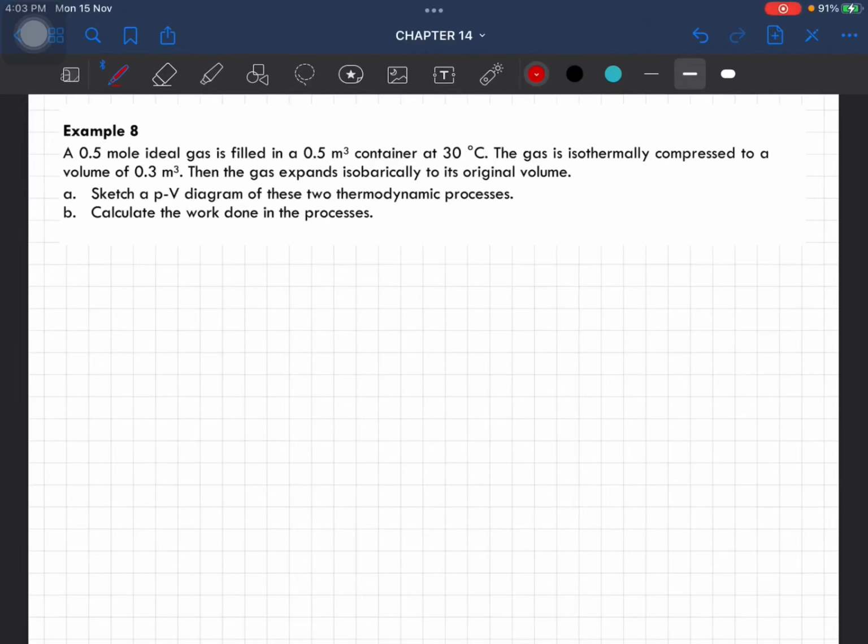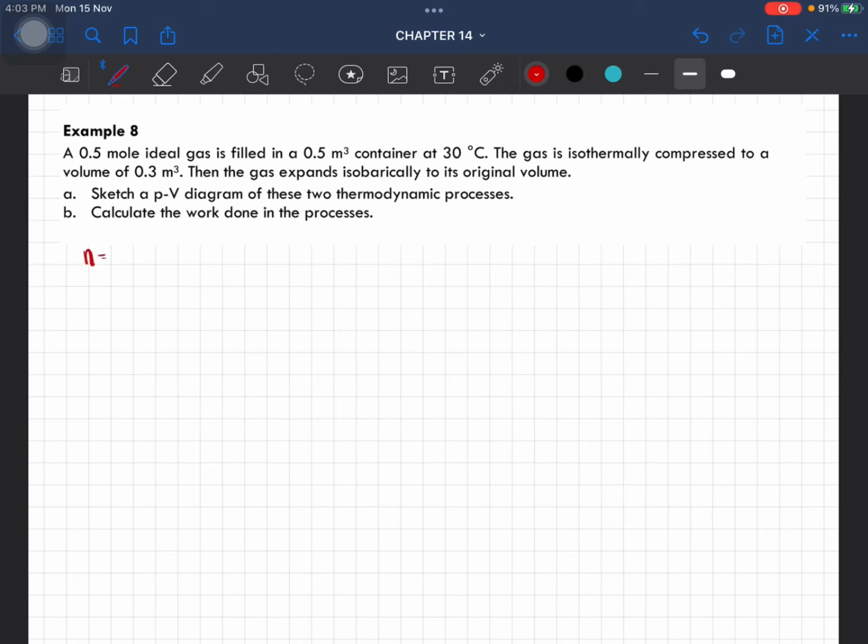Right, example 8. A 0.5 mole ideal gas is filled in a 0.5 cubic meter container at 30 degrees Celsius. The gas is isothermally compressed to a volume of 0.3 cubic meter, then the gas expands isobarically to its original volume. So we have to sketch a PV diagram.